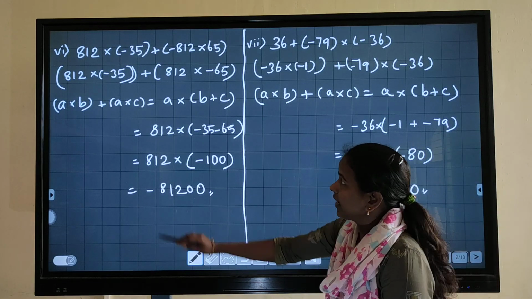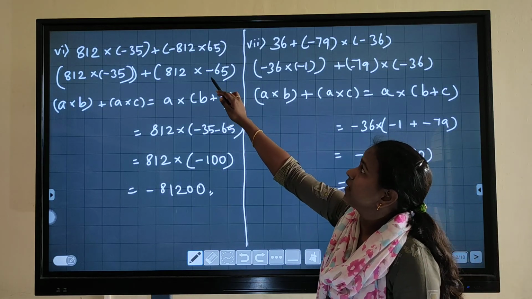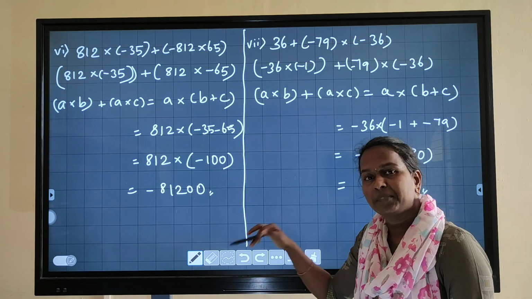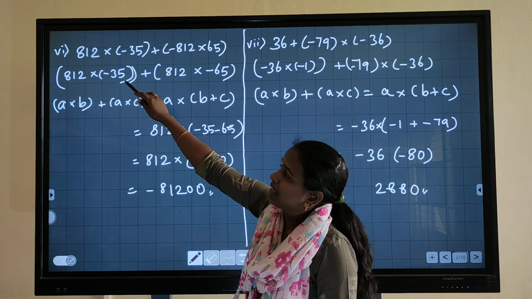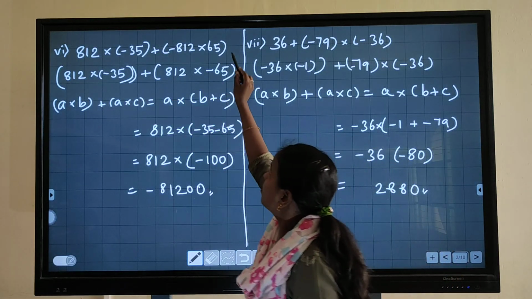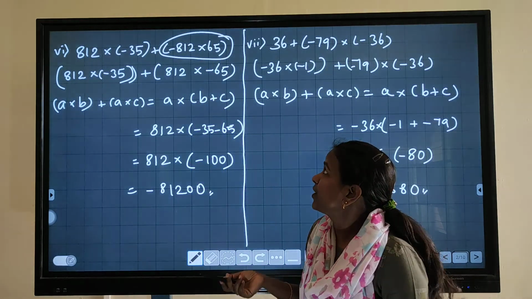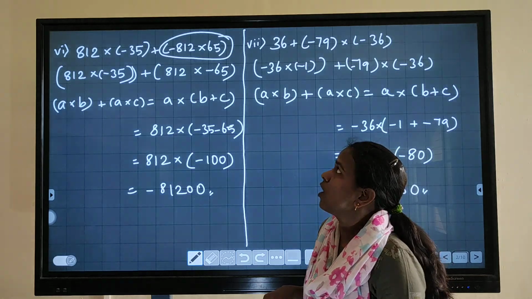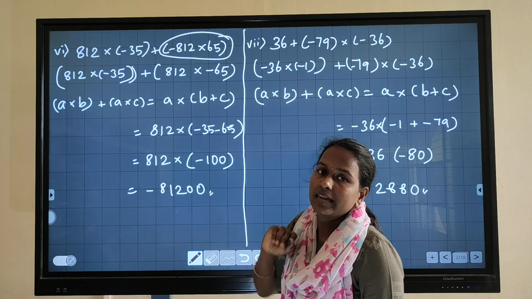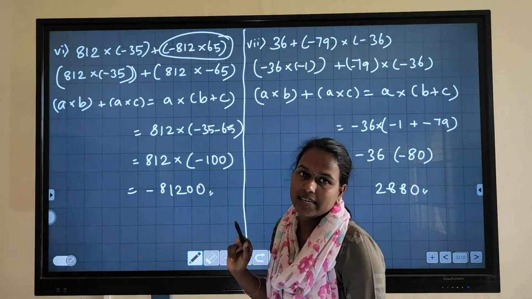See the next question: 812 multiplied by minus 35, plus 8, minus 812 multiplied by 65. This sum is the same as the previous sum. Here plus 812 is there, here minus 812 is there. So I am going to change this minus 812 into positive 812. How? By multiplying the second part by minus 1. If I multiply 812 by minus 1, it will become plus 812.